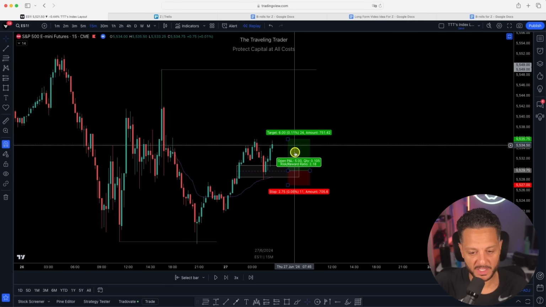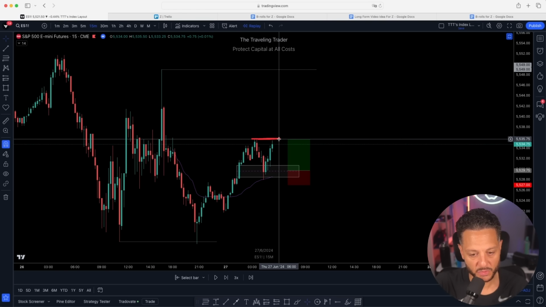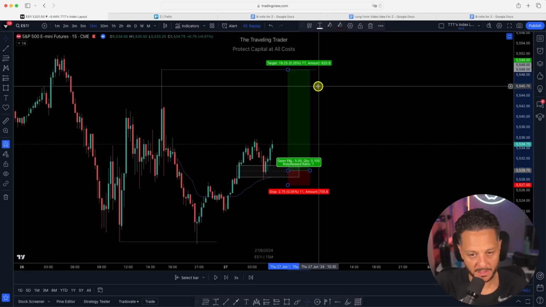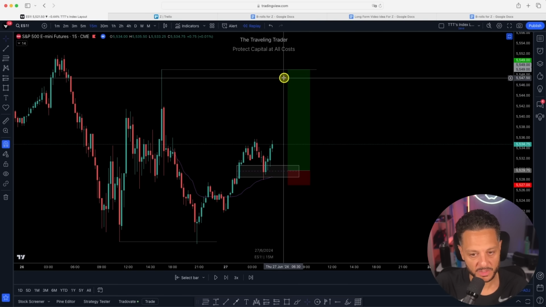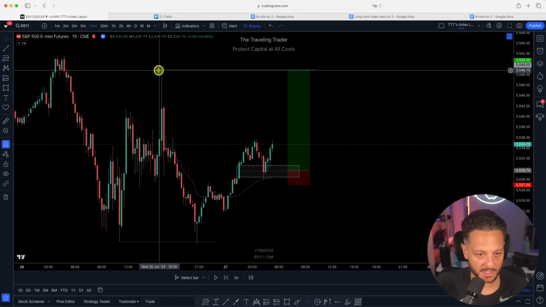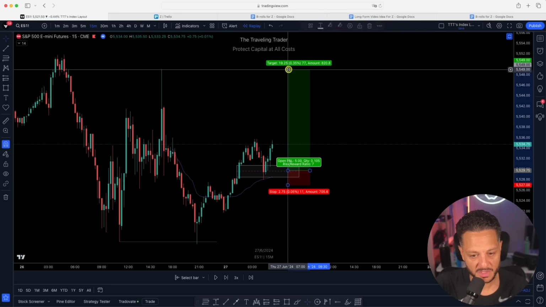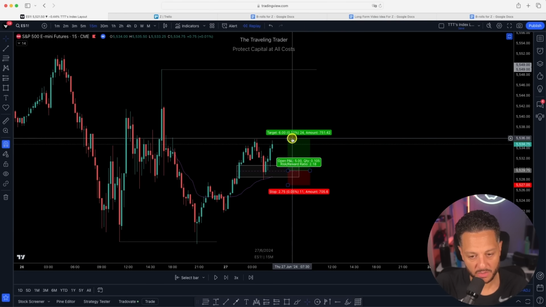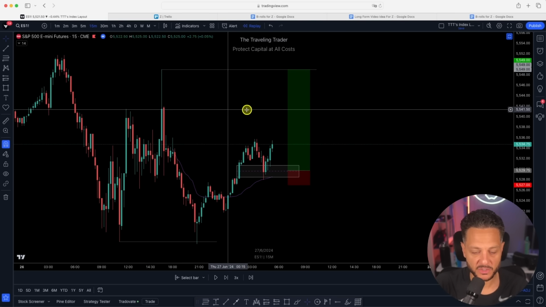You actually have a pretty nice 2-to-1 here. You can target just the recent swing high and get a 2-to-1 off this, let alone target the most recent major swing high here, which would be a 7-to-1 trade. I wouldn't necessarily target this trade with your entire position. If you enter multiple positions, you could take one off at the 2-to-1. You can leave a runner to get to the most recent major swing high.